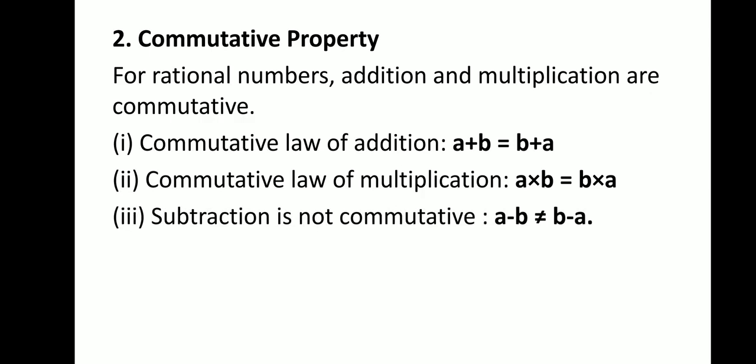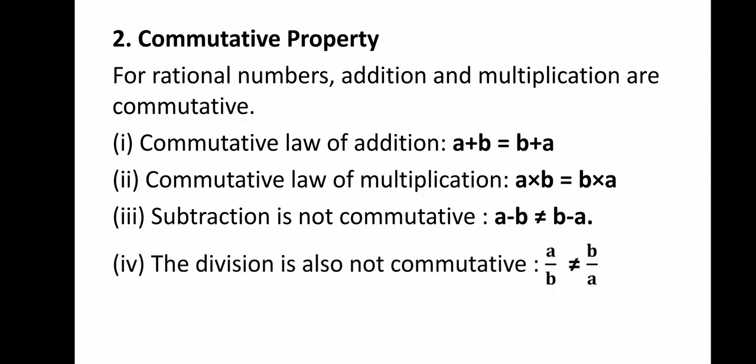Subtraction is not commutative, because if you take the example of two rational numbers and subtract them, and you find that on interchanging the position of the two rational numbers, the result will not be the same. This we have studied in detail in the previous lecture. Subtraction is not commutative for rational numbers.